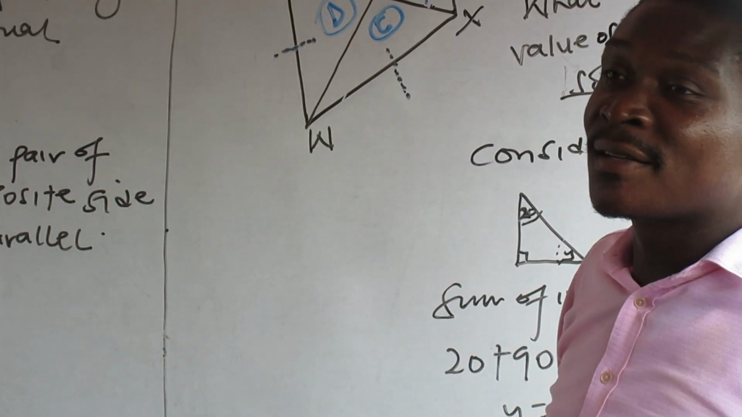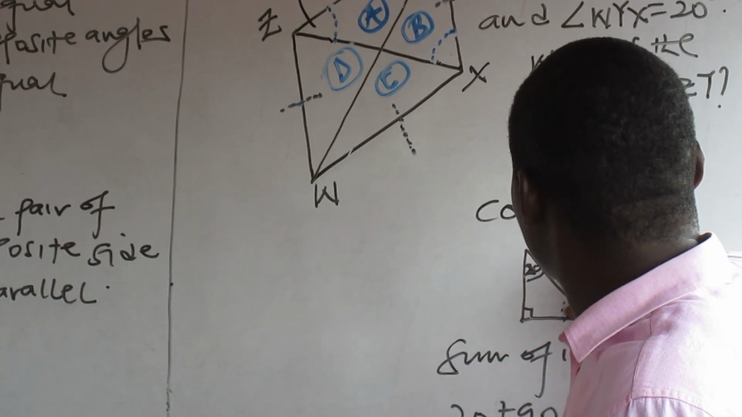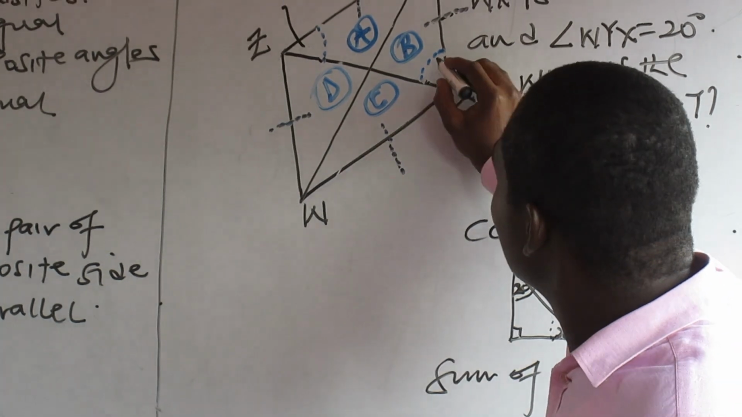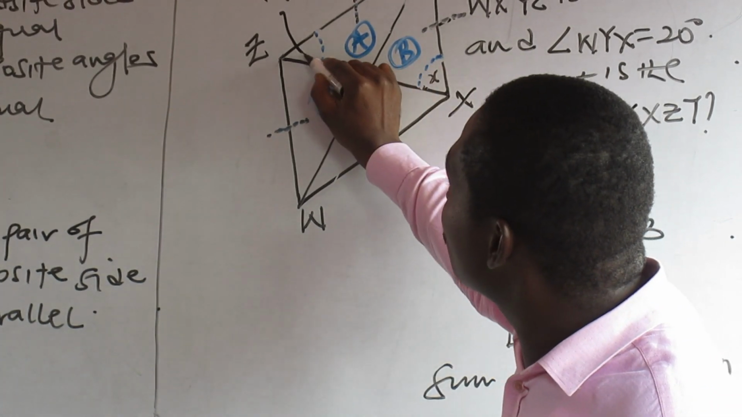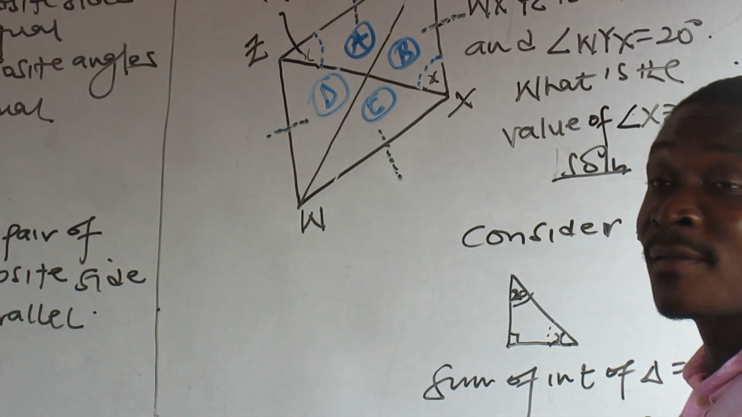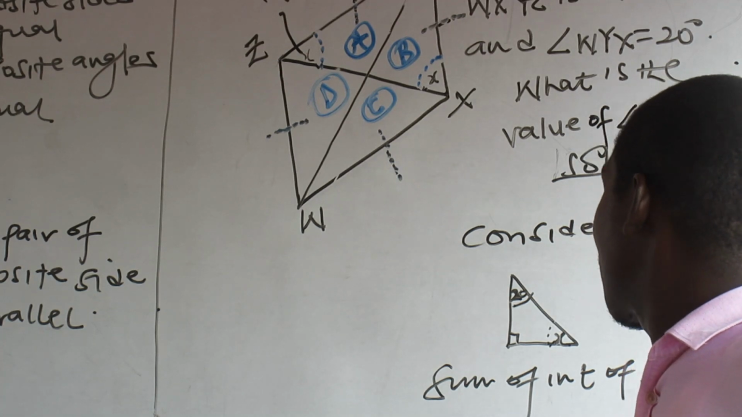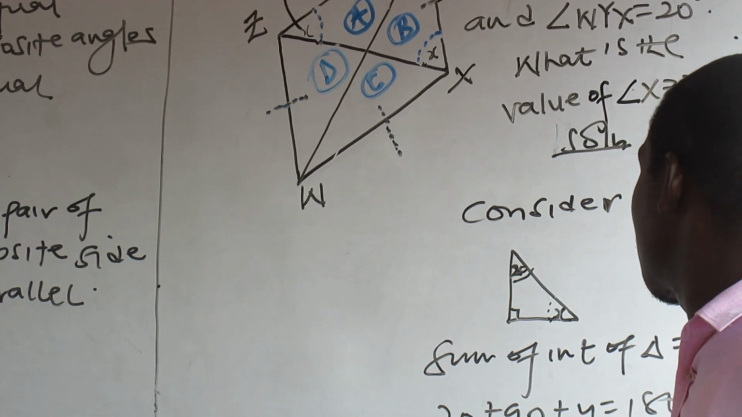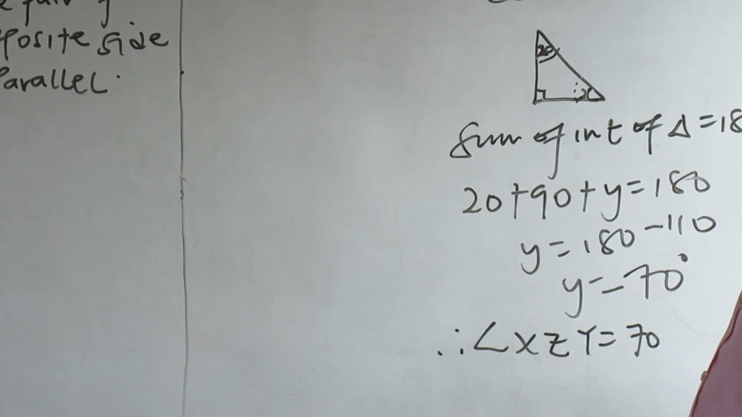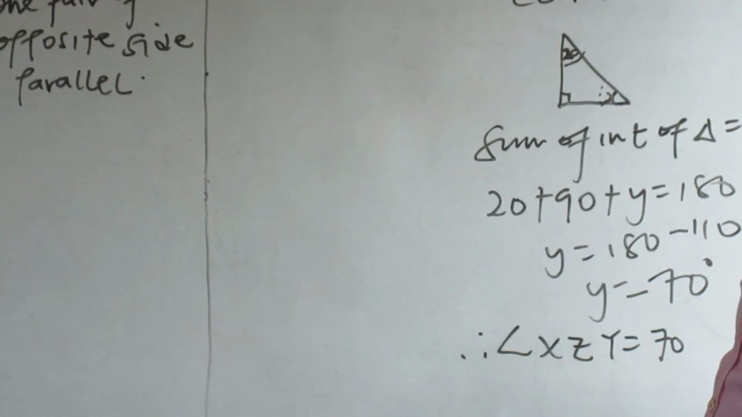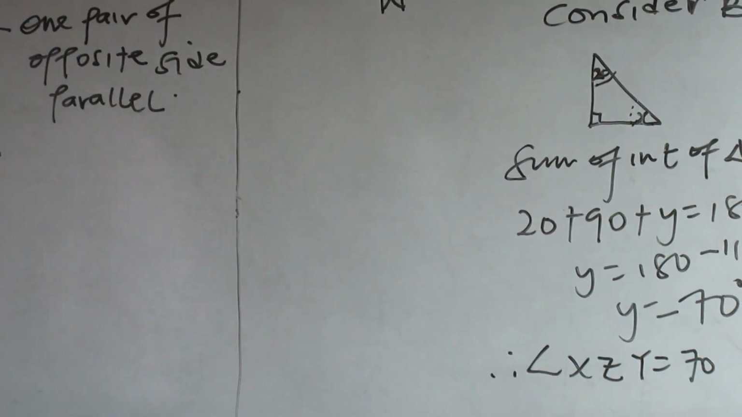So if this side is 70, this side is also 70. Let me call that value X because there was X there. So if this is X, there is also X. Good. So therefore, angle XZY is also 70. Why? Isosceles has base angles equal.